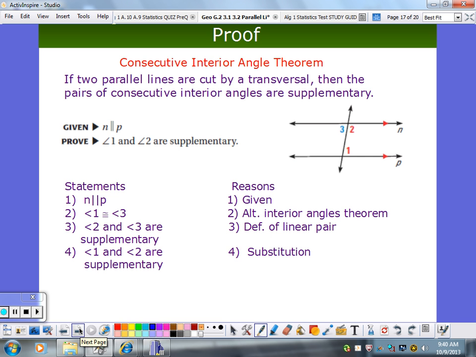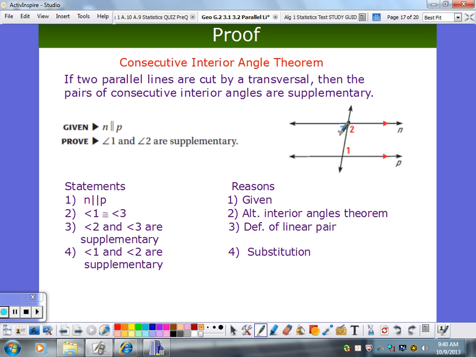And the last one, consecutive interior angle theorem. So again, I'm given that N and P are parallel lines. Why are 1 congruent to 3? Why? Yeah, luckily, I proved this first. Alternate interior angles of parallel lines are congruent. We've proven that. I can use that now. So 2 and 3 are supplementary. Well, how do I know that? 2 and 3 are supplementary.